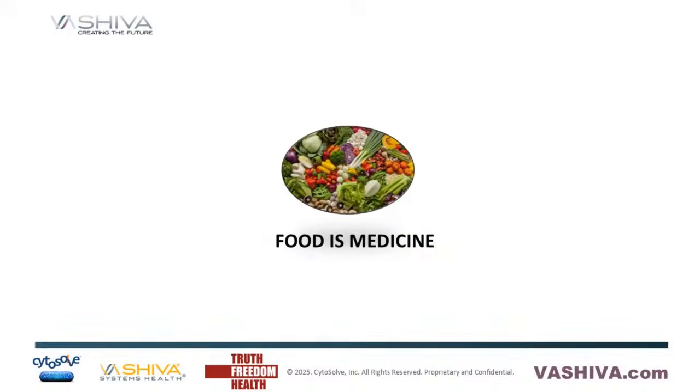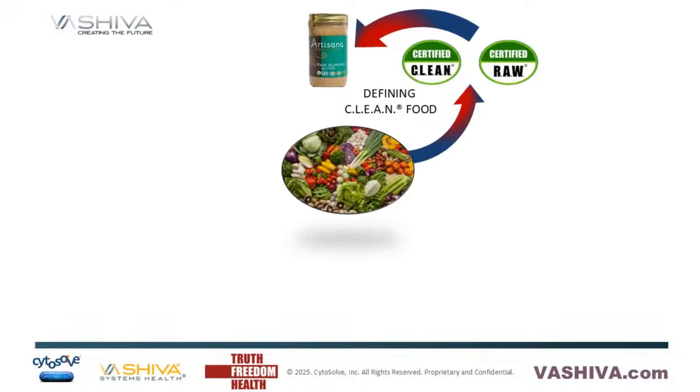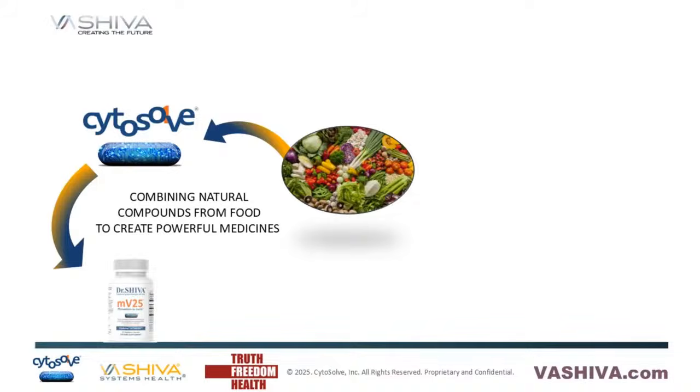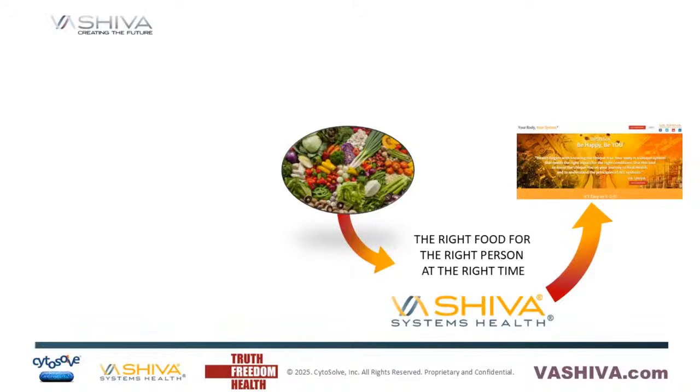So by way of example, when you look at food as medicine, we've created the Certified Clean, Certified Raw certification. So global certification through this process from the time the food is sourced to the time it hits the table or your mouth. We have made a very high standard on what is clean food. So where's the food coming from? It's a global standard. The next thing is Cytosolve. This platform allows us to understand the food and what are the compounds in that and how we combine those compounds to create powerful medicines. And then finally, just because things come from food doesn't mean they're all good for everyone. Technology systems, health trains people to figure out the right food for the right person at the right time.